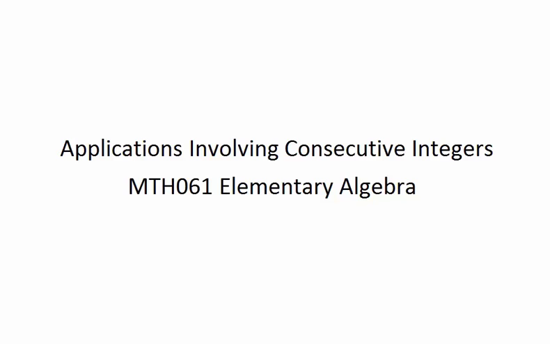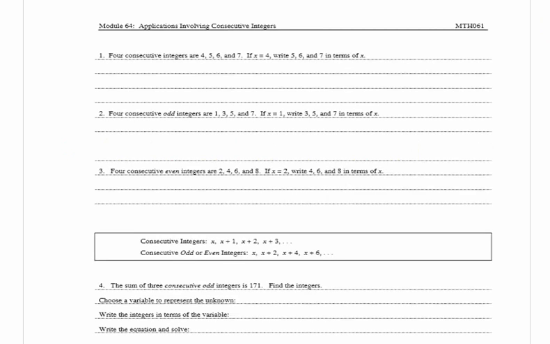In this video, we're going to look at applications involving consecutive integers. In 1, it says, 4 consecutive integers are 4, 5, 6, and 7. If x is equal to 4, write 5, 6, and 7 in terms of x. So if we have x is equal to 4, and then we want to come up with an equation for 5, we could say that 5 is equal to 4 plus 1, and 4 is equal to x. So we could say 5 is equal to x plus 1.